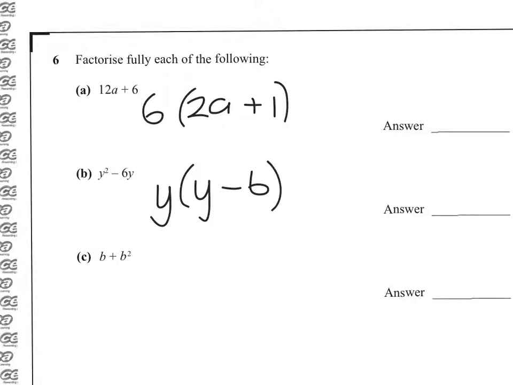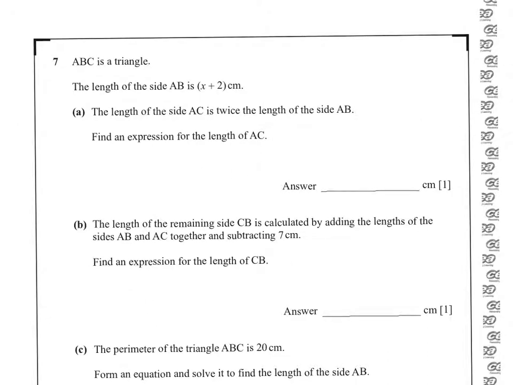And a common factor for b and b squared is b. B times 1 gives b, b times b, b squared. AC is twice the length of AB, so it's 2 times x plus 2, or 2x plus 4.